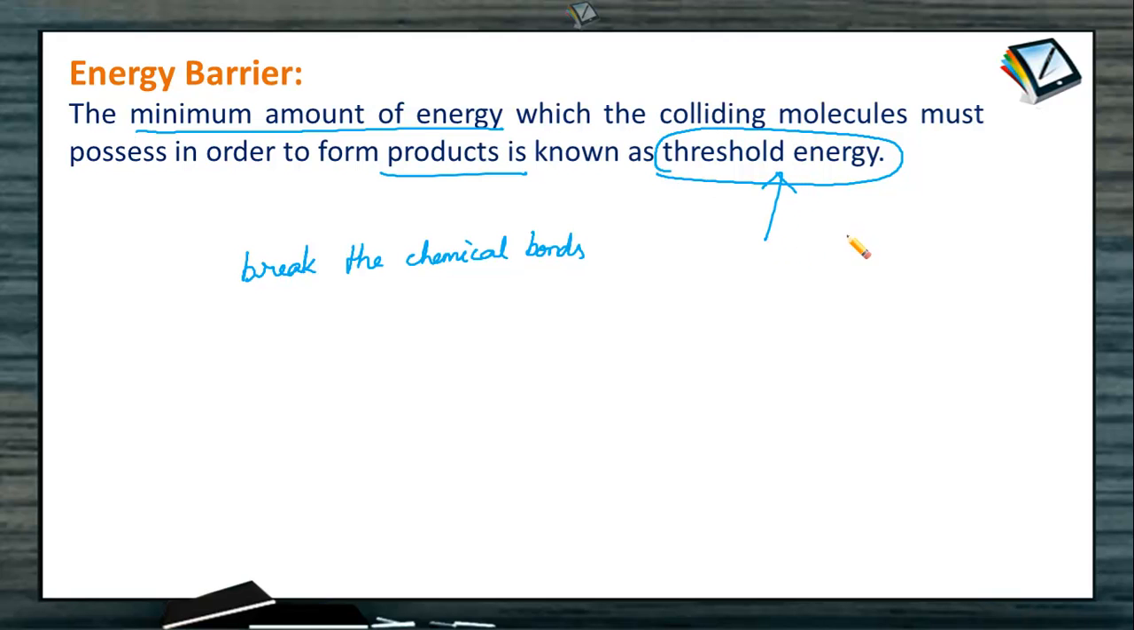What is the threshold energy? The minimum amount of energy required by the reactant molecules in order to form products is called the threshold energy. Unless this energy is present with the molecules, even though they collide with each other, that will not lead to the formation of the products. So we can call that ineffective collisions. Whenever the reactant molecules possess energy equal to the threshold energy and collide with each other, only then does it result in the formation of the products. Such collisions we call effective collisions.